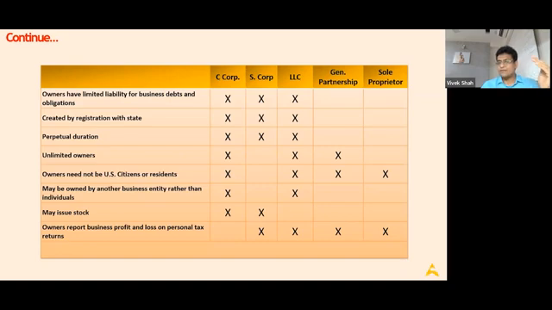C Corp is similar to the private limited in India. It means there is an entity level taxation, or in other words, a double taxation. Whatever the earning of the corporation or a private limited, we are paying the corporate income tax there. Then that money is lying with the business as a reserve and retained earning.